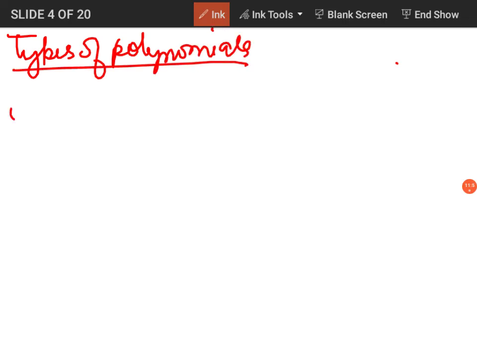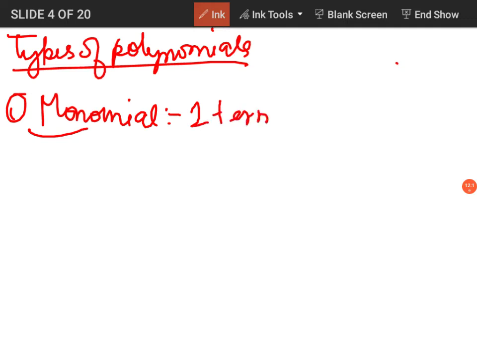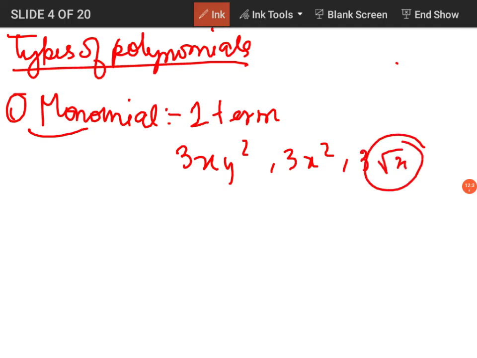Now if I talk about the types of polynomial, the first one on our plate is monomial. What is a monomial? A monomial is a polynomial with only one term. Mono means one, okay? So only one term is called a monomial. For example, 3xy square or 3x square, like this. But if you write 3 root x, this is not a monomial because this is not a polynomial. Why? Because the power of x here is not an integer.